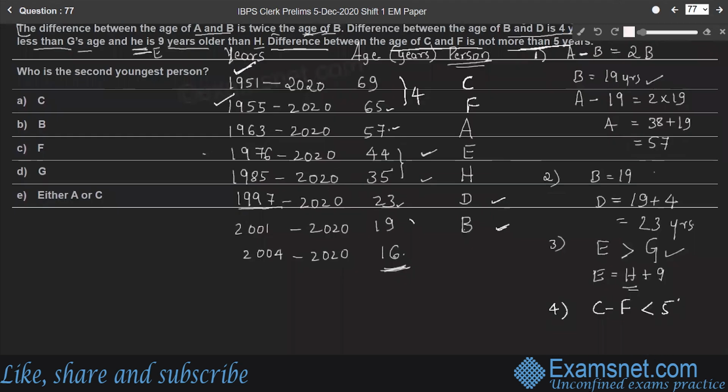Right? So based on this information, only one person is left here who is born in 2004. Who is that person? So A, B, C, D, E, F. So G is born in the year 2004. Therefore, the question is, who is the second youngest person? The second youngest person is B, who is 19 years old. So B is the right answer.